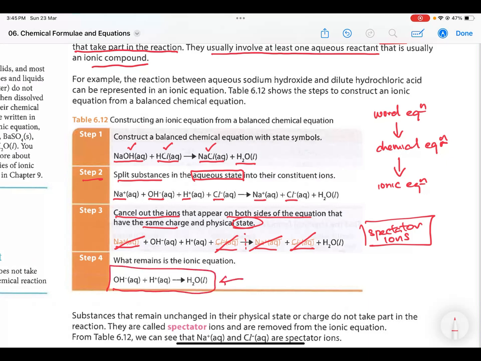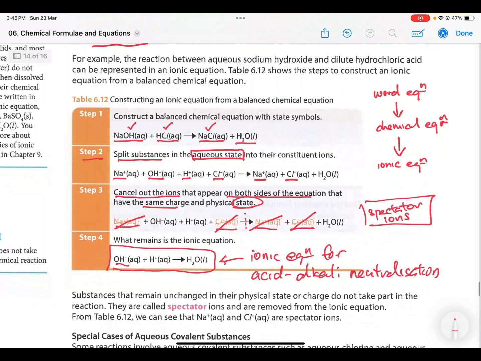Now this is also very classic. This is actually the ionic equation for acid alkali neutralization. For all your acid alkali neutralization, if you ever need to find out the ionic equation, you will always get OH minus plus H plus giving you H2O liquid.